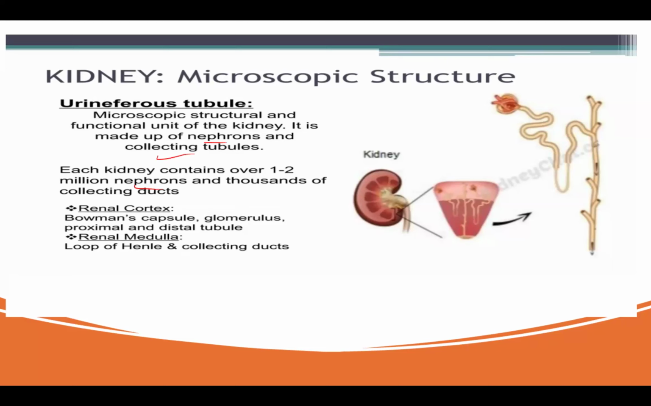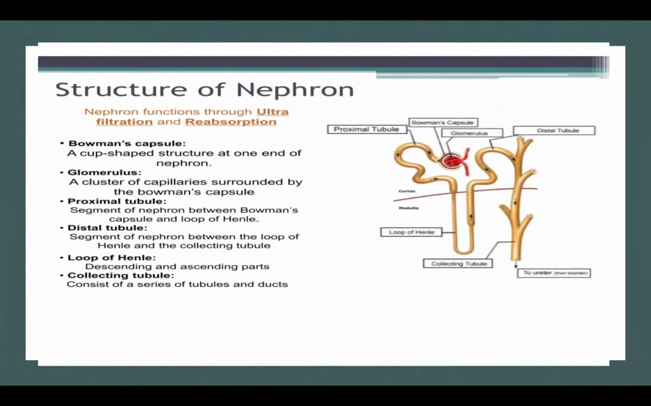Renal cortex, what does it contain? Bowman's capsule, glomerulus, proximal tubule and distal tubule, loop of Henle and collecting ducts. Structure of the nephron. The nephron functions through ultrafiltration and reabsorption. What is the Bowman's capsule?